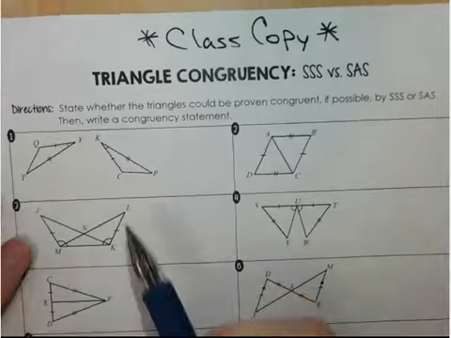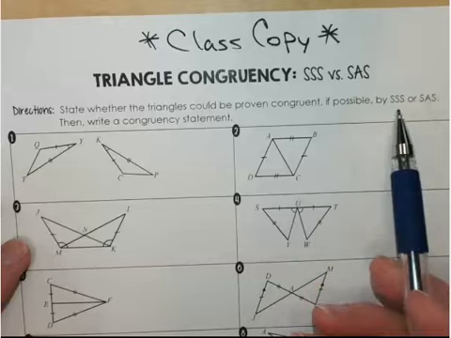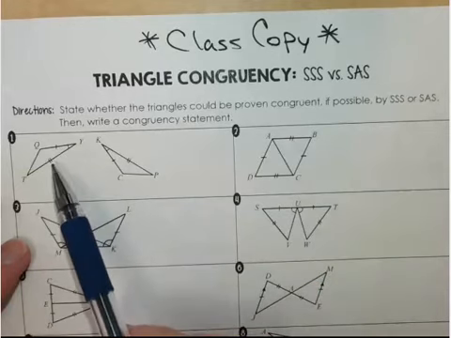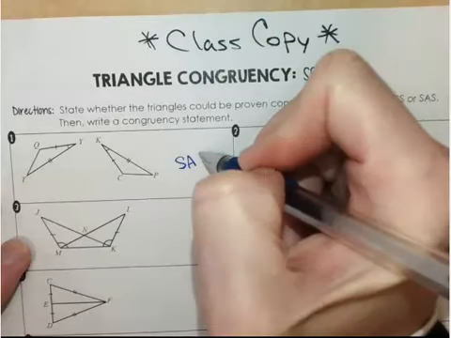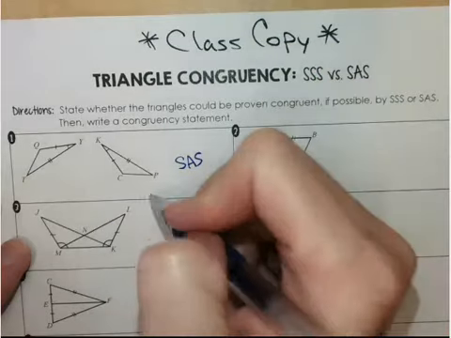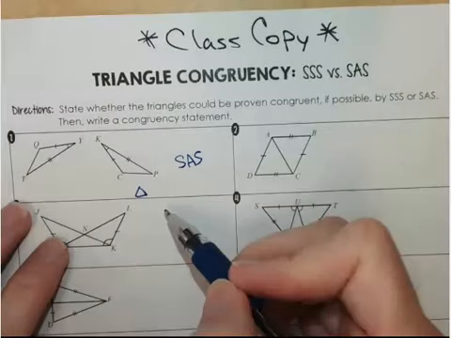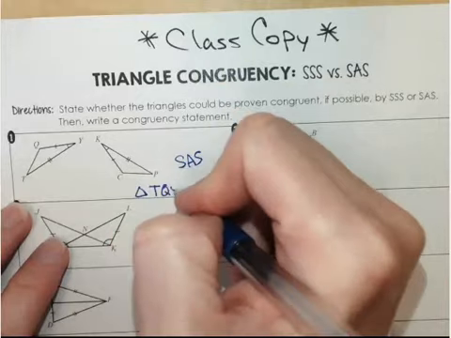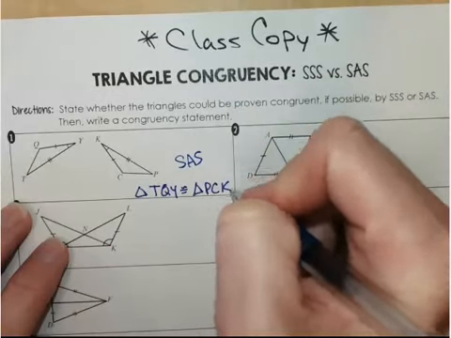So what you would do here is you would look and state whether the triangles could be proven congruent, if possible, by side, side, side, or side, angle, side. So here I would say side, angle, side, and side, angle, side. So these can be proved congruent by side, angle, side. And then you have to write the correct congruency statement. So I have to get the order of my triangle correct. So I've got TQY is congruent to triangle PCK.